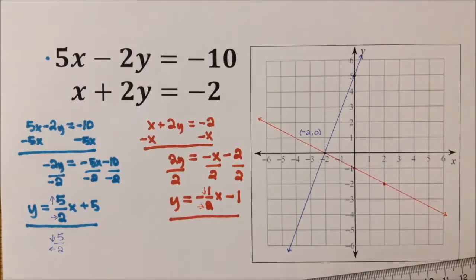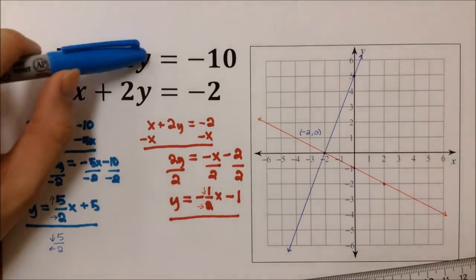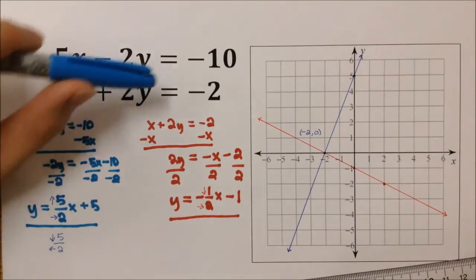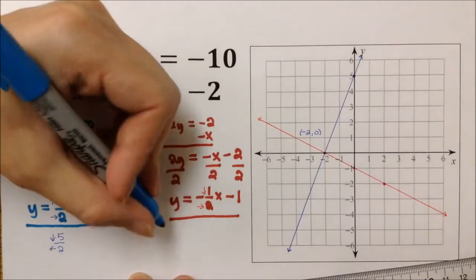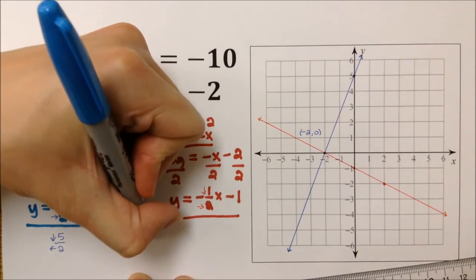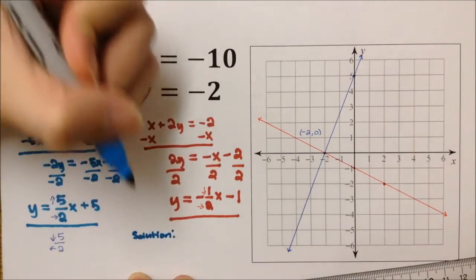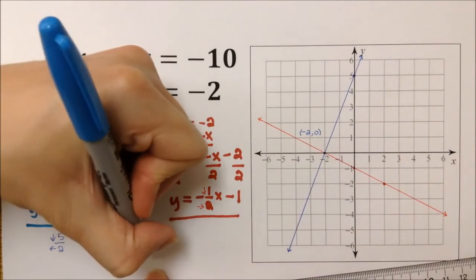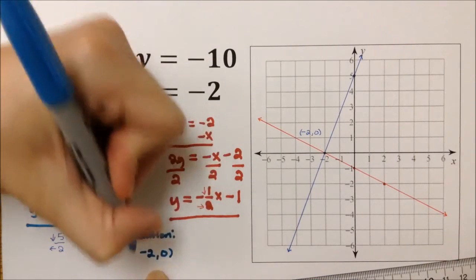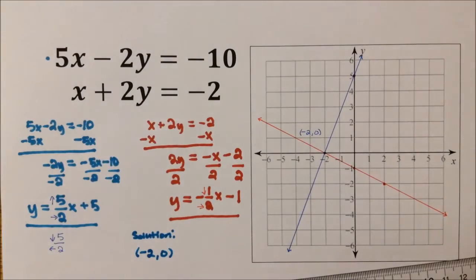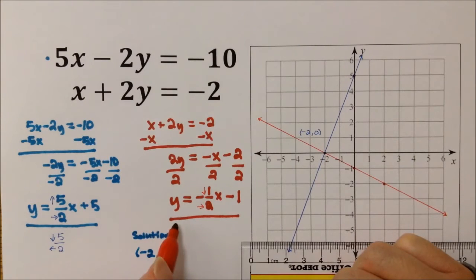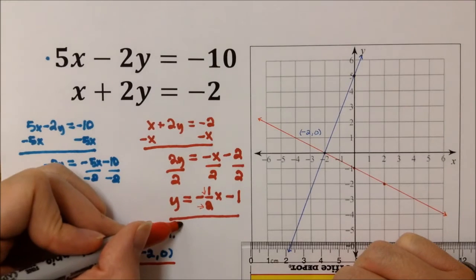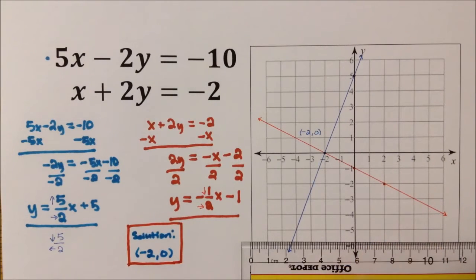So the solution set for this system, 5x minus 2y equals negative 10 and x plus 2y equals negative 2. So our solution is the coordinate of negative 2 comma 0. So that's all you have to write for this system, and then simply box it like so. And that's all you have to do.